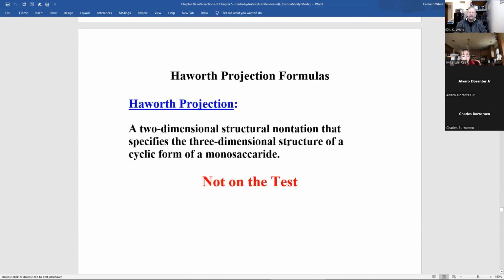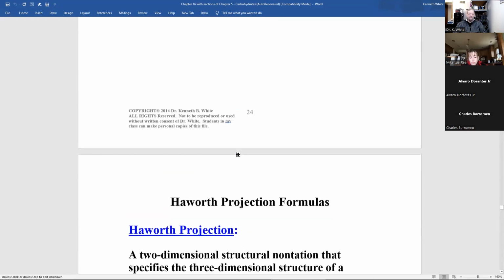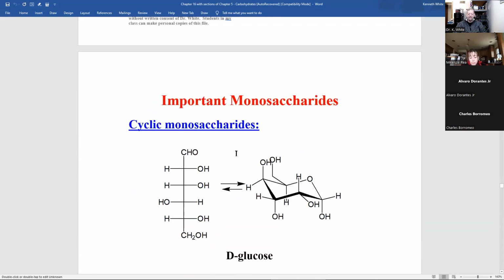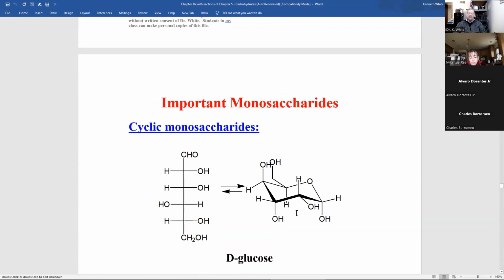Now, it turns out sugars, and I'll explain this in a little while, can form a cyclic or ring form. And to show this, a chemist, Dr. Haworth, came up with what's called the Haworth projection. And again, it even says not on the test. Now, the Haworth projection is a two-dimensional structural notation that shows the three-dimensional structure of a cyclic form of a monosaccharide. And here's an example on the right. Do not write this down.